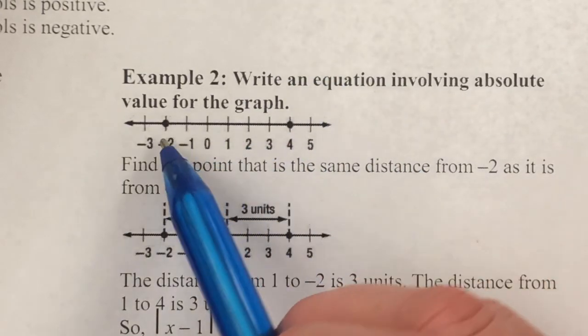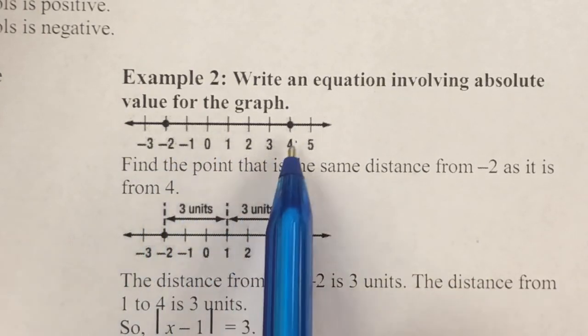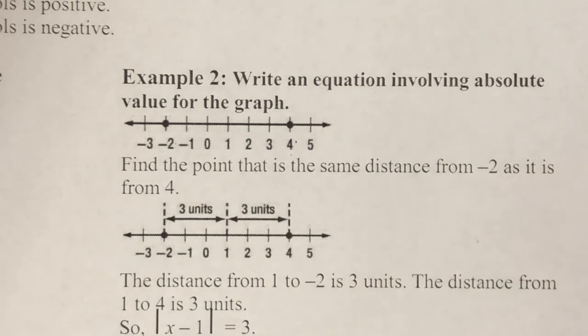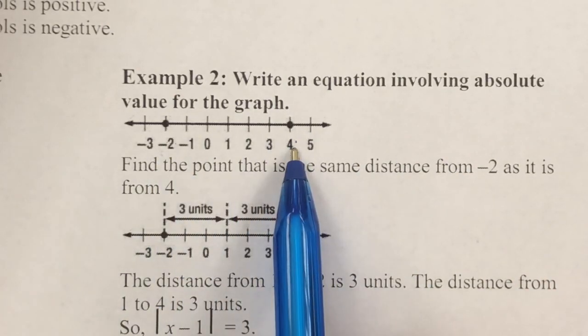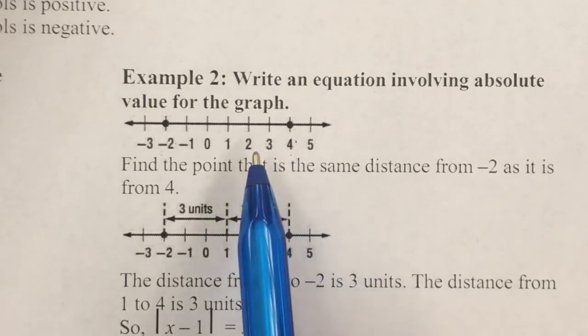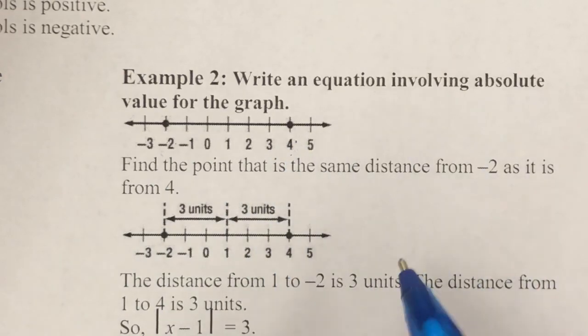So in order to do that, we have a graph here, a number line, that's the graph of absolute value. These are our two answers to whatever absolute value equation exists, right? One answer is negative 2, one answer is 4. So how do I write an equation where these are my two answers and the equation has absolute value?